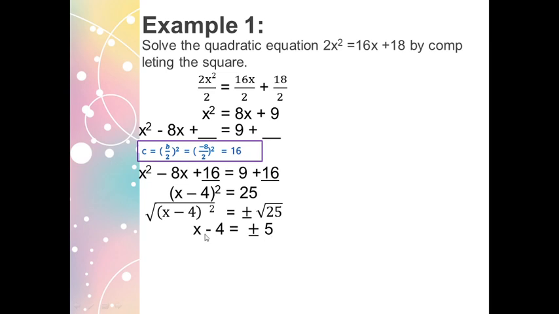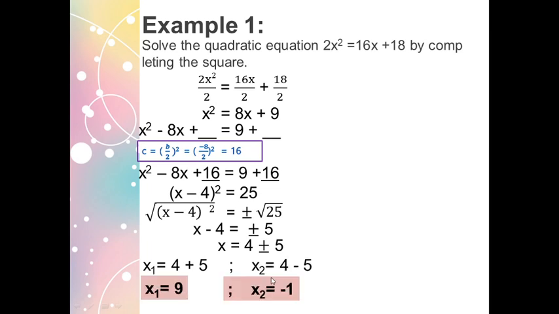Then we transpose negative 4 to the right side. Therefore, we have the linear equation x is equal to 4 plus or minus 5. Solving the linear equation, we have the first value of x, which is 9, while the second value of x is equal to -1. Take note that we need to check the values that we have solved to determine whether they are real solutions or not. In checking, we need to use the original equation.